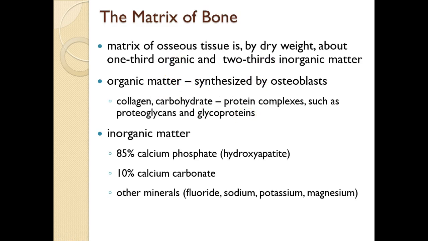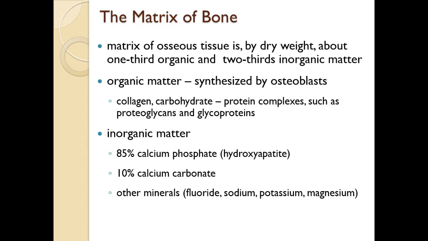The majority of the bone matrix is inorganic. When we talk about calcium phosphate, is calcium and phosphate organic? No, because they don't have what? Carbon. This calcium phosphate has hydrogen, but it doesn't have carbon. And then you have calcium carbonate, which doesn't have hydrogen. So they would be inorganic matter.